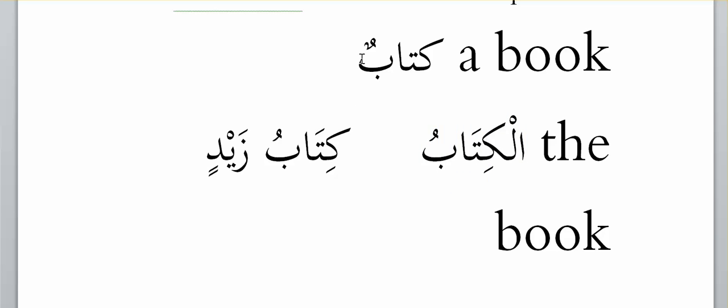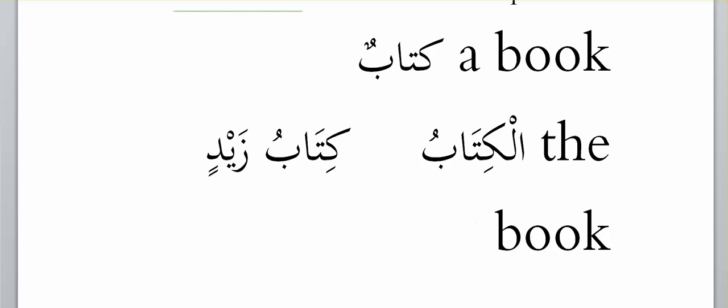When it's definite, it cannot have tanween. Tanween means indefinite. And that's why we drop the tanween. In al-kitabu, we don't say al-kitabun. Kitabun means it's indefinite. Alif and lam means it's definite. So you can't have both together. If you put alif and lam in front of a word, you cannot have tanween in the ending. Same thing with idafa. Kitabun means a book. But Kitabu Zaidin is Zaid's book, so it's a specific book. So you drop the tanween.